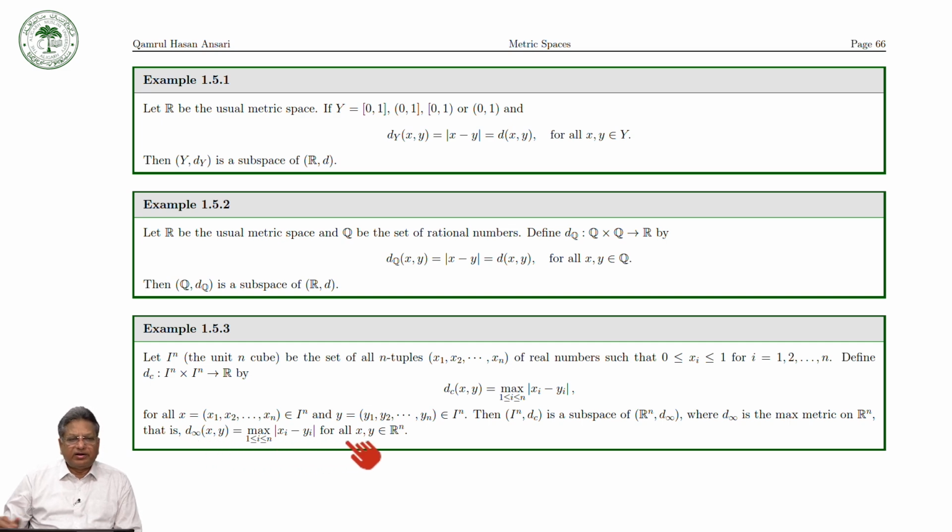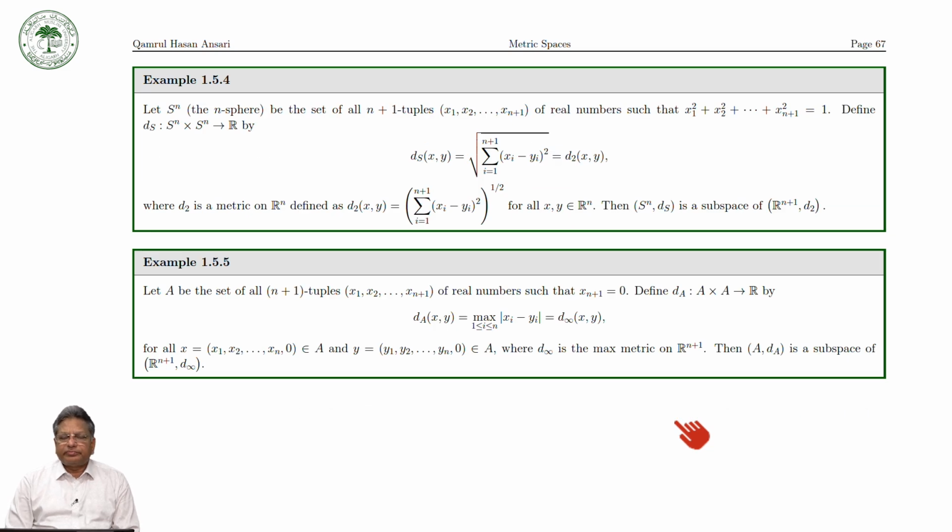So this way we can define that In is a subspace of Rn with respect to the metric d infinity, not with respect to the usual metric. So keep in mind, this is very important. Here this is the restriction of the d infinity metric, and therefore In with dc is a subspace of Rn with d infinity.